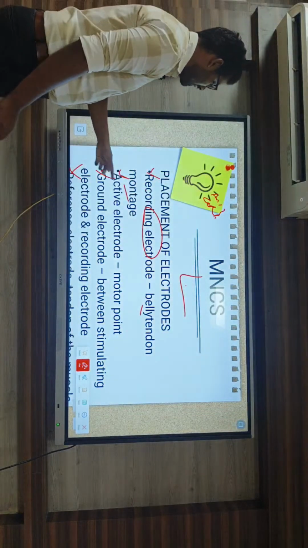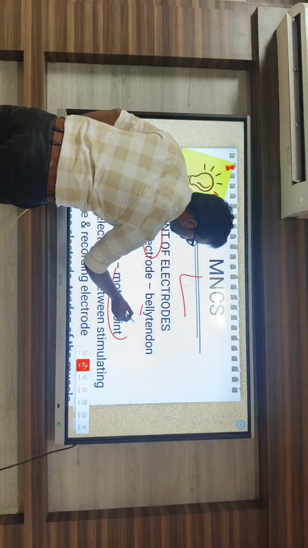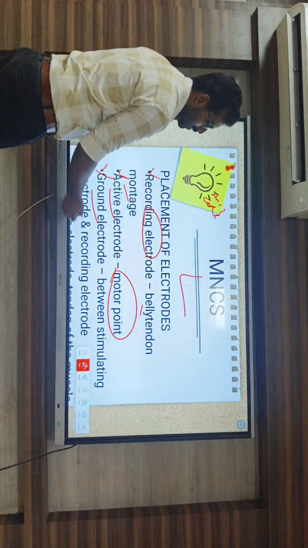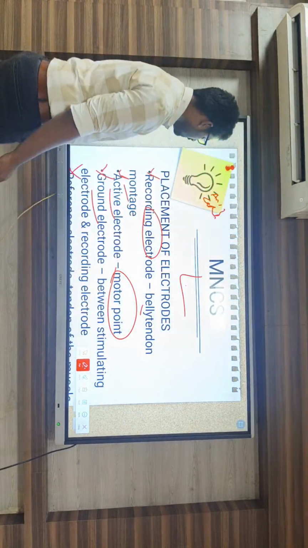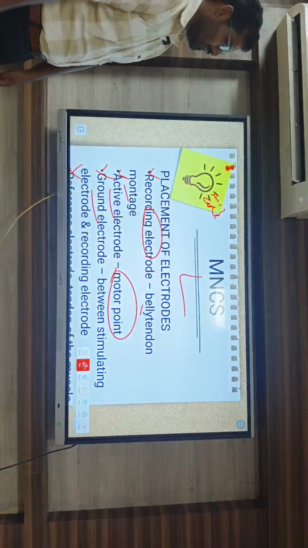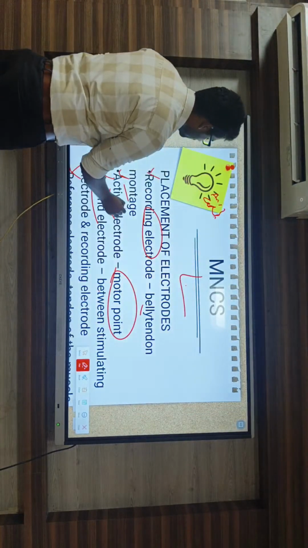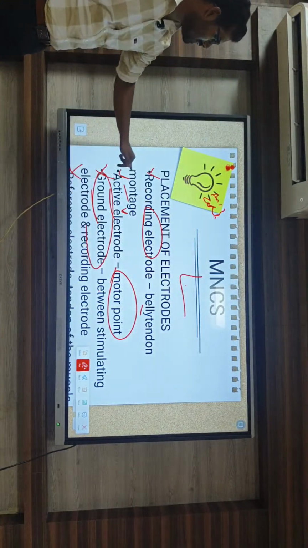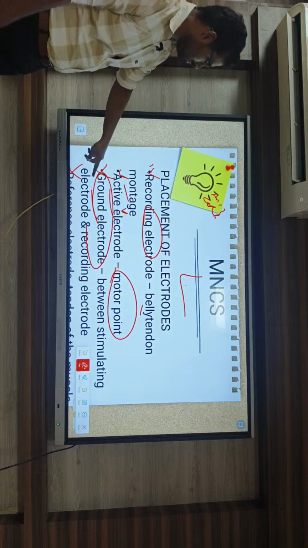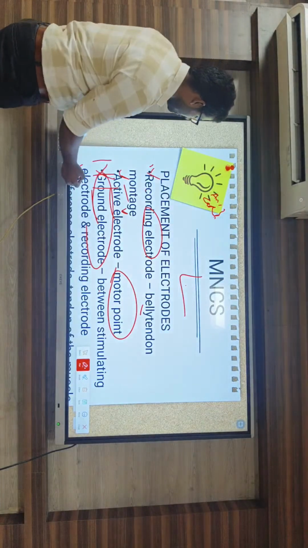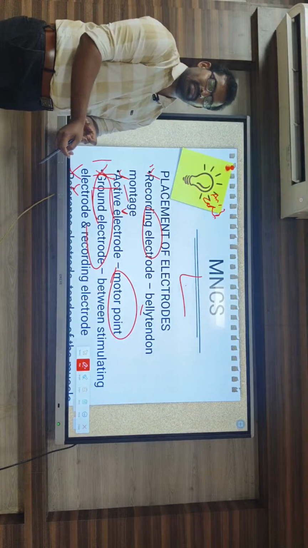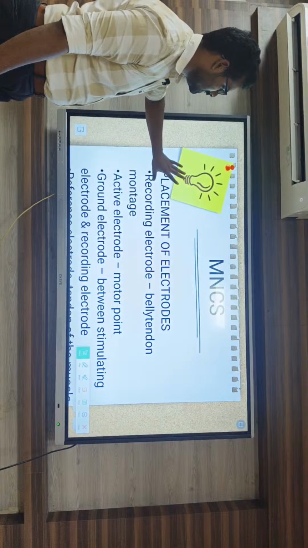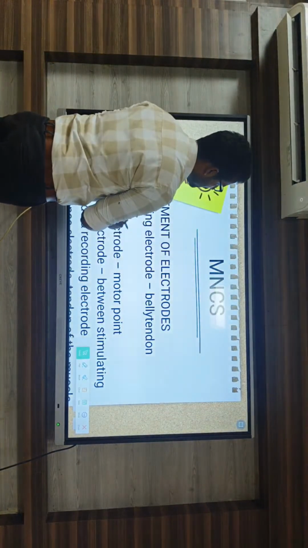So coming to the active electrode, as we all know, active electrodes were placed over the motor point of the muscle. And next one, ground electrode. Ground electrodes were placed in between the stimulating electrode and recording electrode. Here the stimulating electrodes were nothing but the active electrode. So the ground electrodes were placed in between the active electrode and reference electrode. Okay. Then reference electrode, where we are going to place, that is the belly of the tendon, muscle tendon we are going to apply. So these are the principles of motor nerve conduction study.